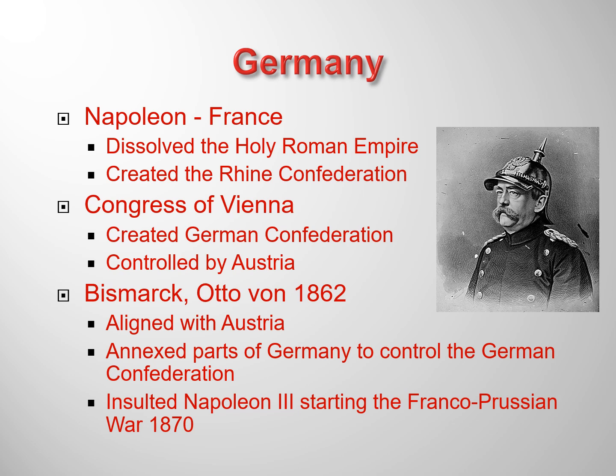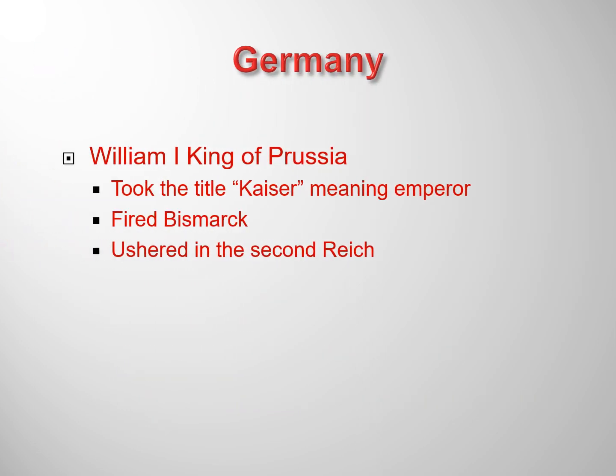Then after 1871. So 1871 is the independence date of Germany, where Germany is declared an independent state. So what does that look like going forward? King William I of Prussia takes the title of Kaiser, which means emperor, and becomes the leader of Germany. He later fires Bismarck. Now, I know what you're thinking. Why would you fire Bismarck? What do you think? This is the man who made it happen. Why would you get rid of the very man who made it happen?